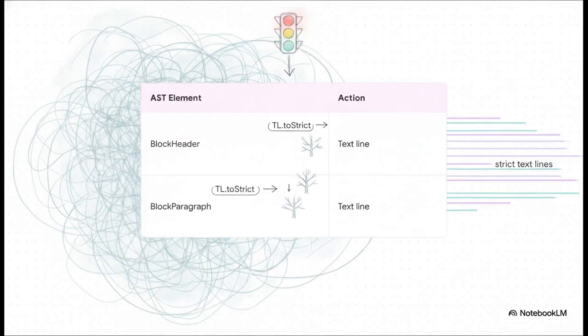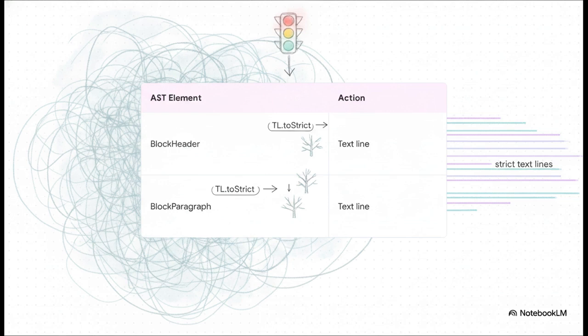To see this traffic cop in action, let's talk about how two specific AST elements are routed in Ang's code. When the pattern matcher identifies a block header, the assigned action is to extract that text and convert it directly into a strict text line, using a command called TL_to_strict. When it identifies a block paragraph, it does the exact same thing. It extracts it and converts it to a strict text line.